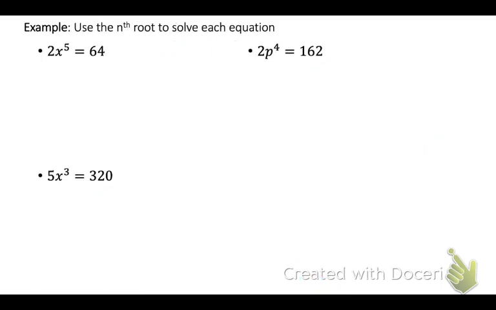Okay, so 2x to the 5th equals 64. So what do I have to do first? Any algebra equation, guys. 2 to the x equals 64. What do you do? You divide by 2. Yes? X to the 5th equals 32.